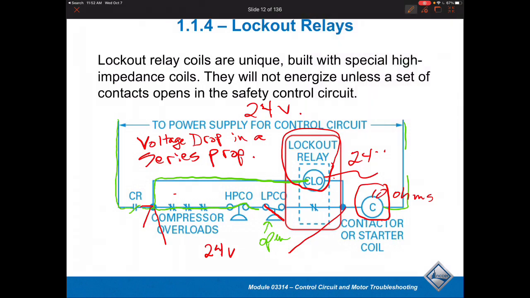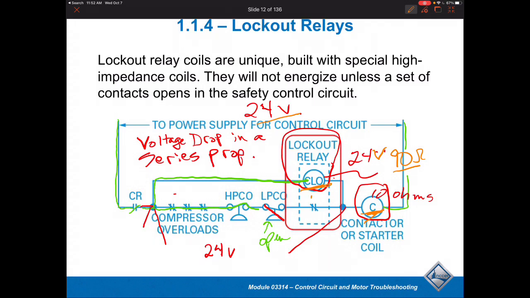So if this 24 volt system happens to be, let's call it 90 ohms, then in total we have 100 ohms. So here's the kicker. The 90 ohms is going to get 90% of the 24 volts, and this coil will only get 10%, which would be about 2.4 volts of drop across this coil. However, that's not enough to pull this contactor in, but it's enough to pull the cooling lockout relay in.